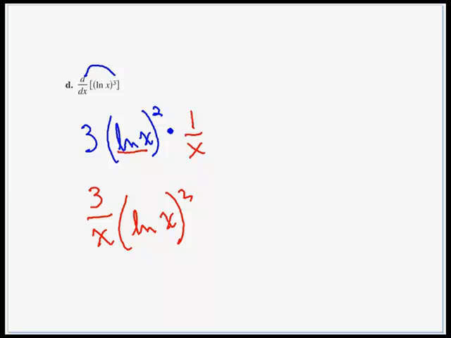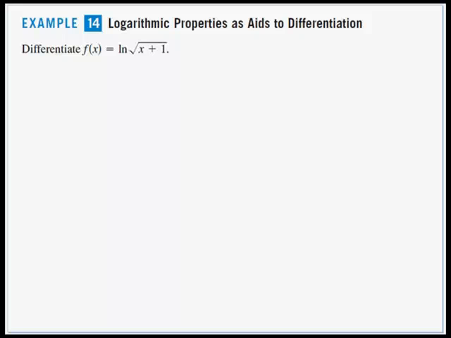Now don't forget, we had properties of logarithms, logarithmic properties. And we learned those in pre-calc, and those can take what could be a very complicated derivative and make it much, much easier.